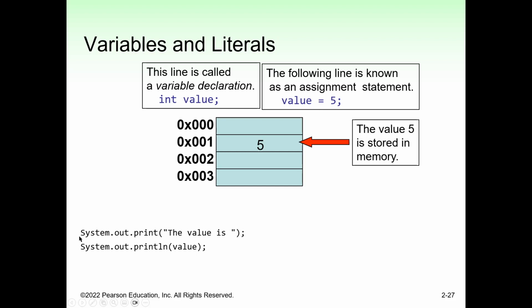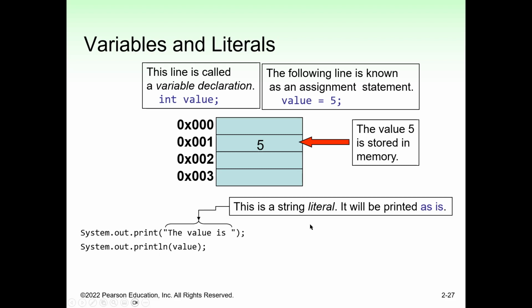So here, as an example, we are printing out 2 lines, and we are trying to print "the value is", and then whatever is stored inside of our variable called value. And this is called a string literal, and this will be printed as it is. So everything that's inside of the double quotation marks will be printed as is, with no changes to it. However, if you want to print your variable right here, value, we are gonna do it just this way, without the double quotations.